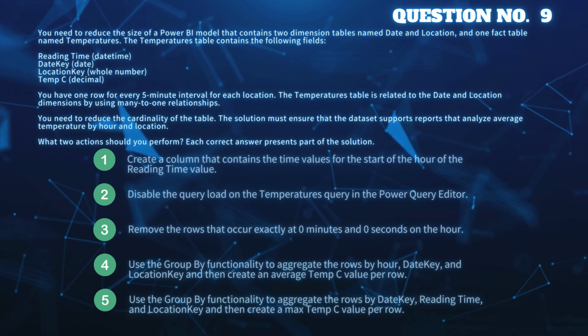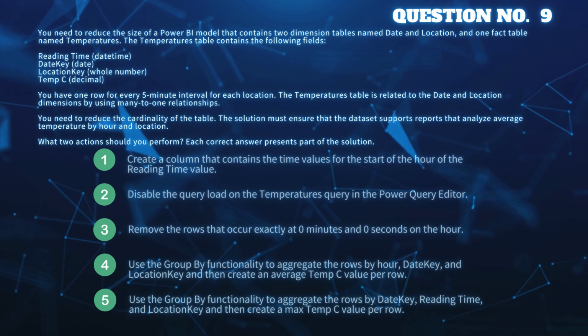Option 1, create a column that contains the time values for the start of the hour of the reading time value. Option 2, disable the query load on the temperatures query in the Power Query Editor. Option 3, remove the rows that occur exactly at 0 minutes and 0 seconds on the hour. Option 4, use the group by functionality to aggregate the rows by hour, date key, and location key and then create an average temp C value per row. Option 5, use the group by functionality to aggregate the rows by date key, reading time, and location key and then create a max temp C value per row.